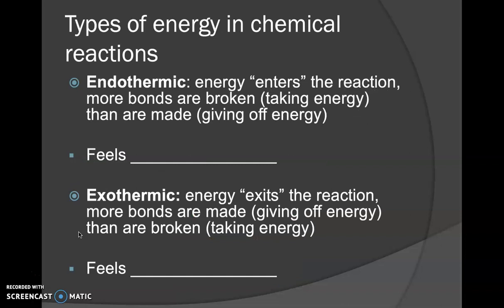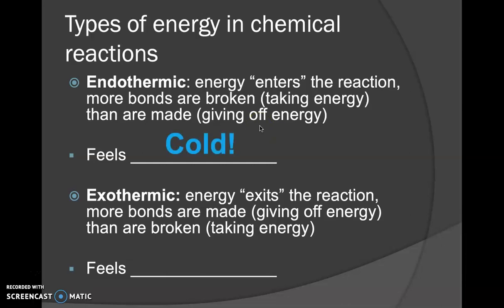So we have two types of chemical reactions. We have exothermic and endothermic. Endothermic is when we have energy entering the reaction. That means that more bonds are broken than are made. So it takes energy to break bonds, and it gives off energy to make bonds. So if we're overall taking energy, that means the amount of bonds broken are greater than the amount of bonds made. What you will feel is cold.